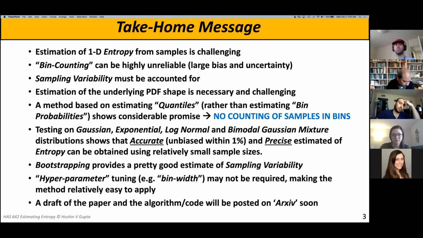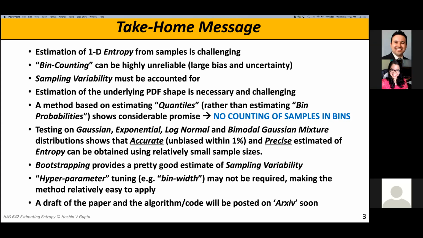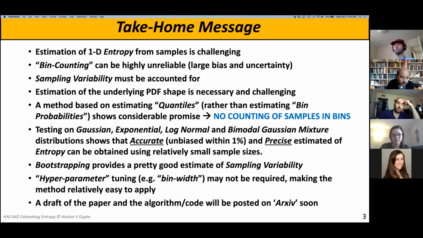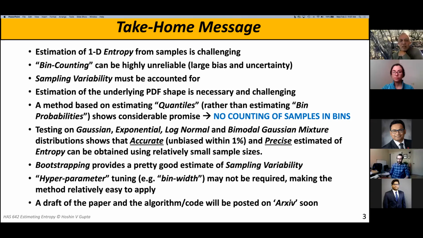And we're working on a draft of the paper you've seen. Hopefully some of you have seen it. And the goal is to post that on arXiv along with the code so other people can try it and test it. And possibly submit this to Entropy Journal or someplace else if people have a better suggestion.